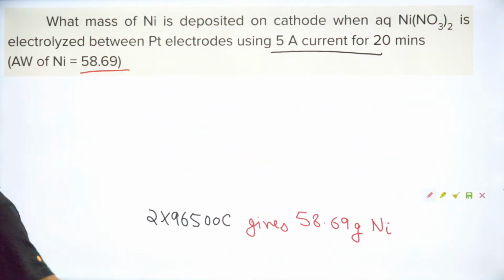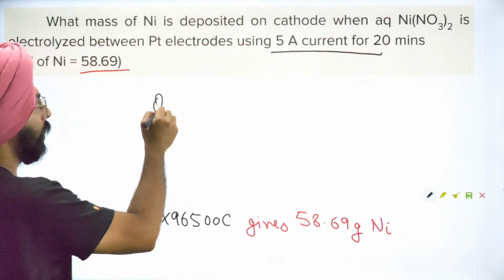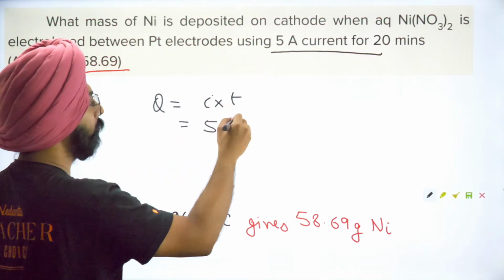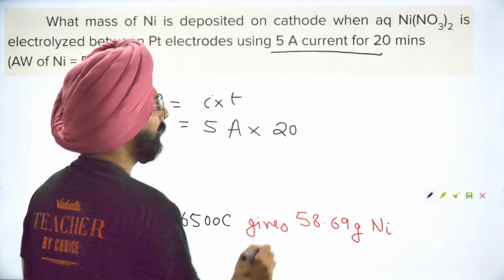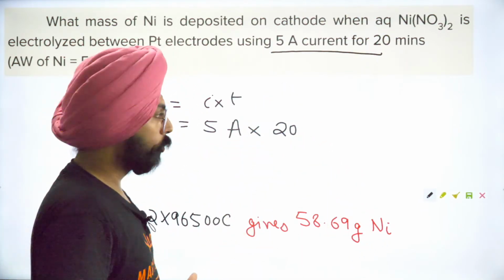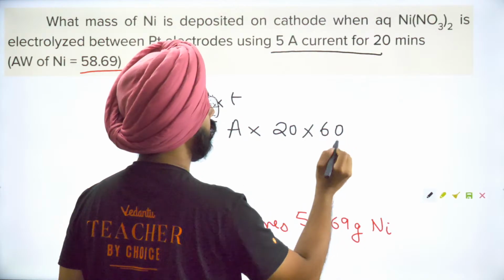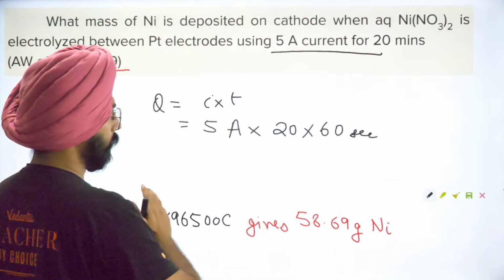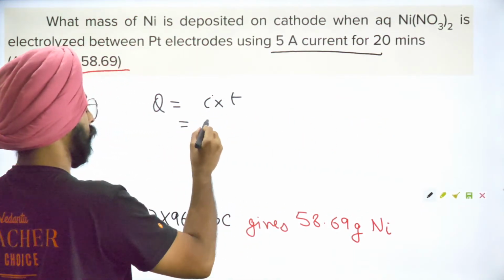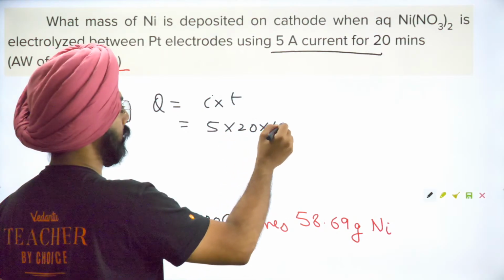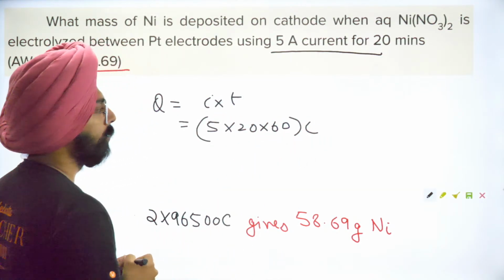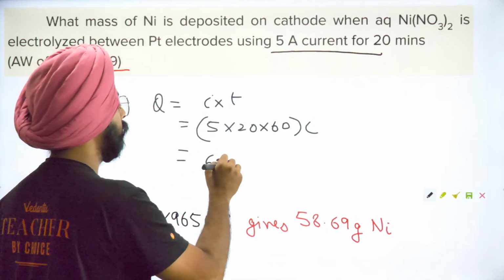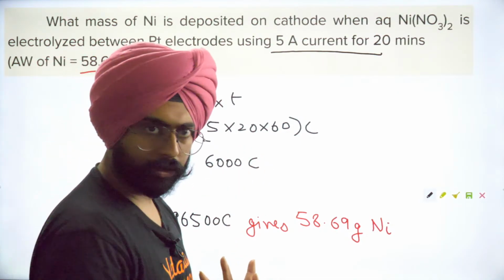What's going on over here? We need to figure out what's the current over here. Charge is equal to I into T. What's the current? 5 amperes into 20, but this is in minutes. I need the time in seconds. So to convert 20 into seconds, I need to multiply it with 60. 5 ampere into 20 into 60 seconds, so this is basically 5 into 20 into 60 coulombs. 5 into 20 is 100, so 6000 coulomb. This is the charge, isn't it?